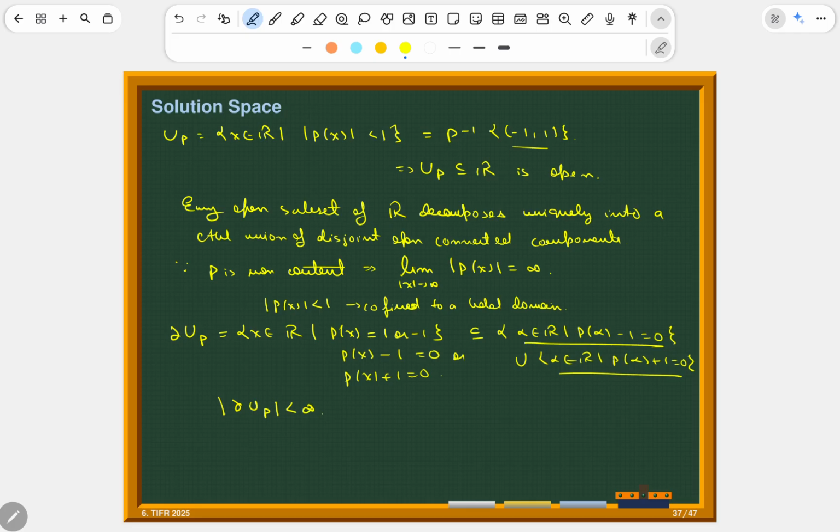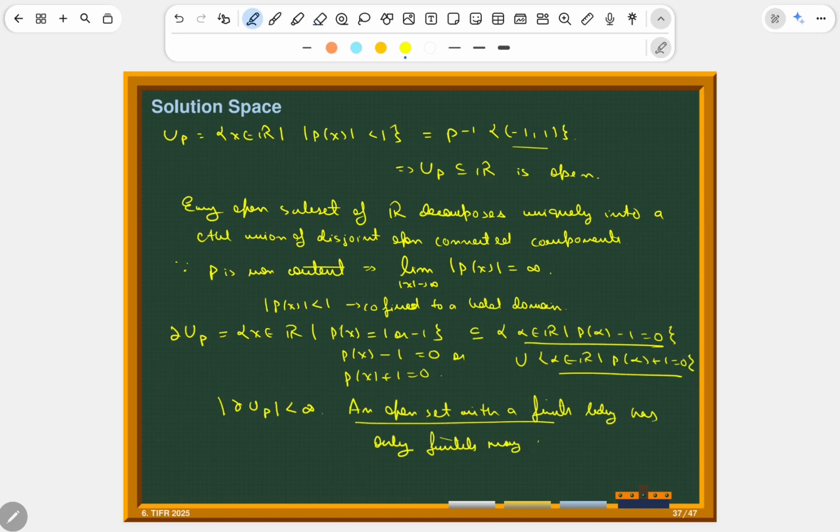So therefore the boundary of UP is finite. And once the boundary of UP is finite, we know that an open set with a finite boundary can only possess finitely many connected components. So this was the only catch in the problem. You have to check what is the boundary of UP, typically. And to be sure that you are doing the right thing, you should be able to guess this fact that an open set with a finite boundary has only finitely many connected components.